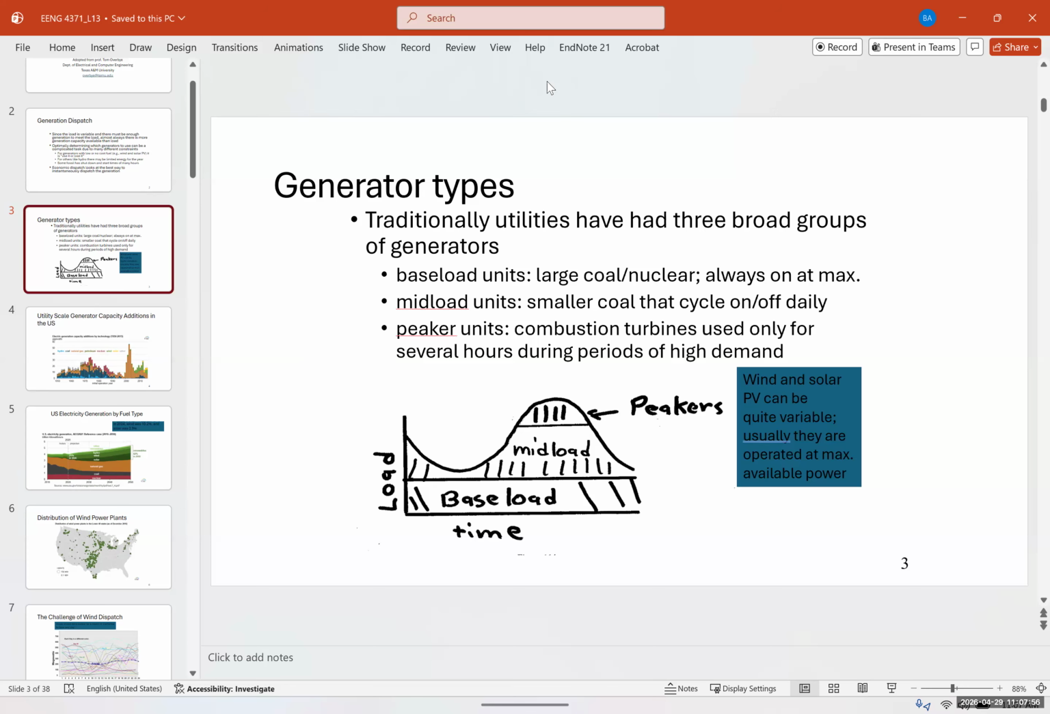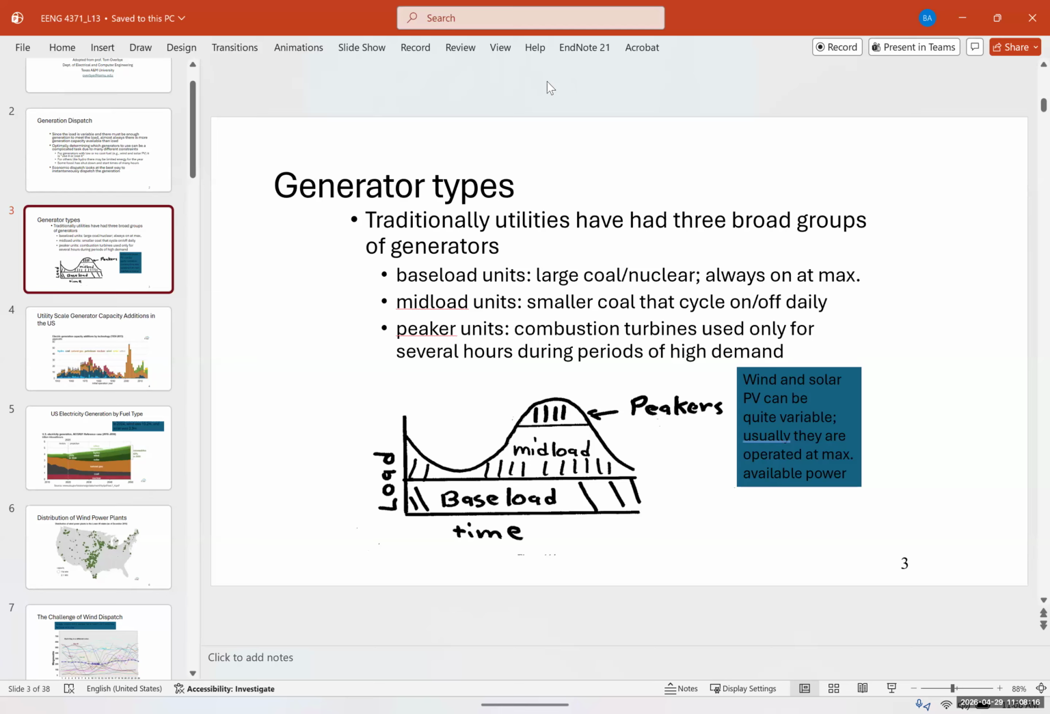Second, we have the mid-load units. These are smaller coal plants and gas plants that cycle on and off daily. They ramp up during the day when demand is higher and ramp down at night.